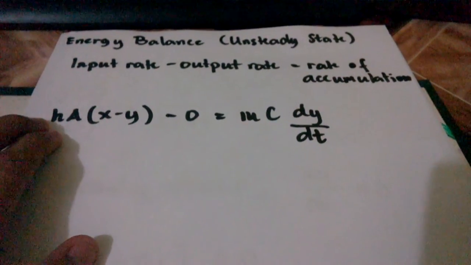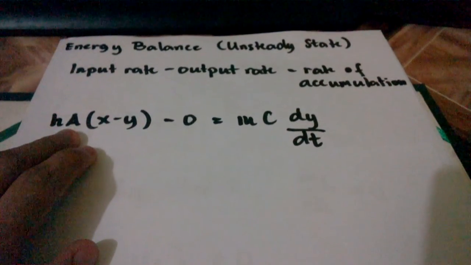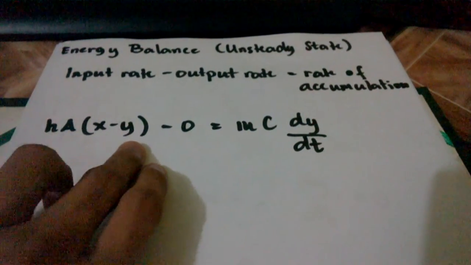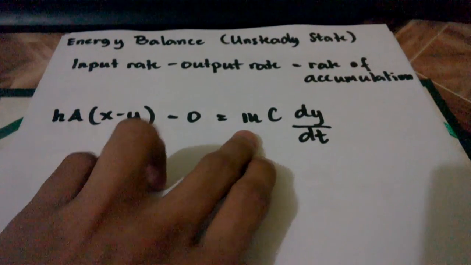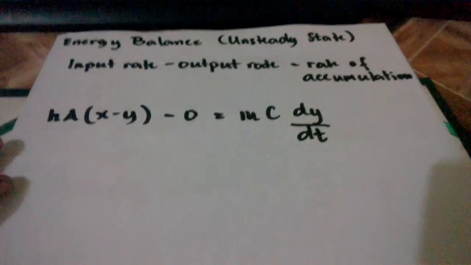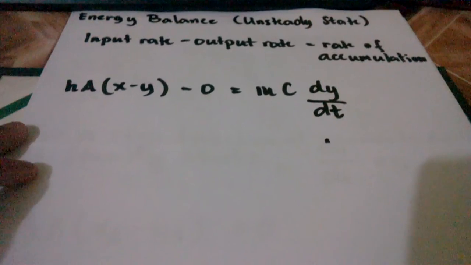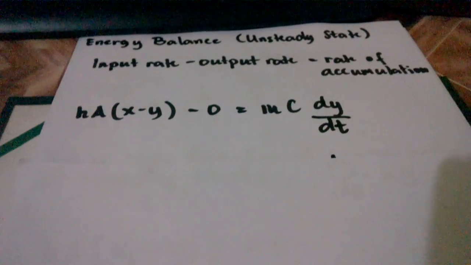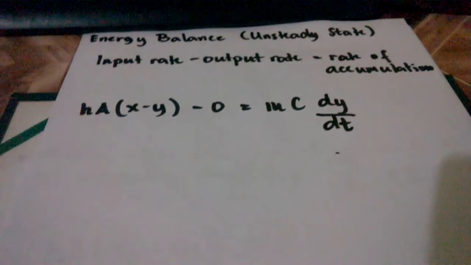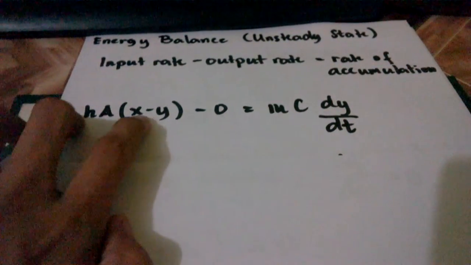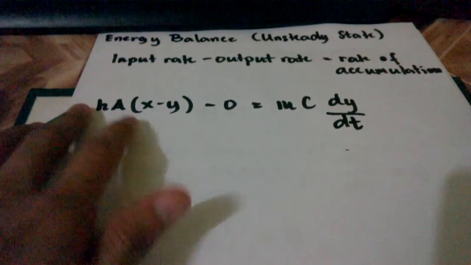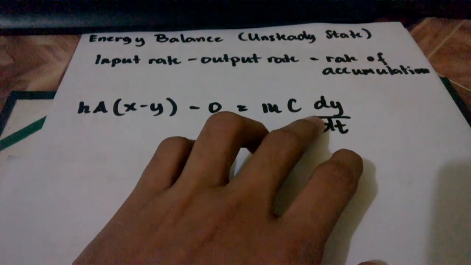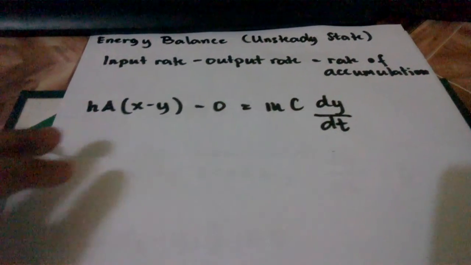In this case, H is the heat transfer coefficient, A is the surface area of the bulb, x is the surrounding temperature, y is the temperature of the mercury, m is the mass of the mercury, and c is the heat capacity. Before solving this equation by means of Laplace transform, deviation variables will be introduced. Prior to the change in x, the thermometer is at steady state, meaning dy over dt is just equal to 0. So this term will just be equal to 0.